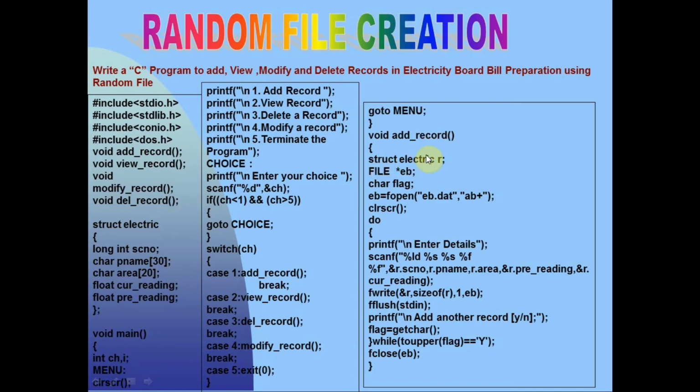First of all, create a structure variable by using struct, which is a keyword, then the structure name. Then R is the structure variable. So EB equal to fopen of the file name, with append binary mode plus.